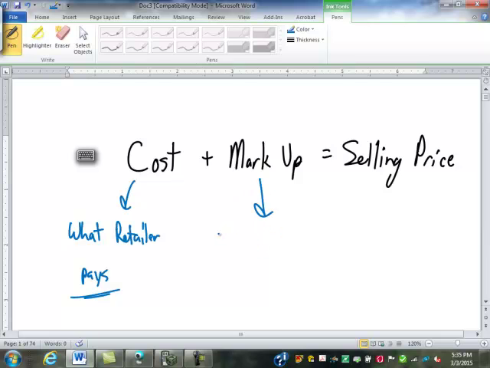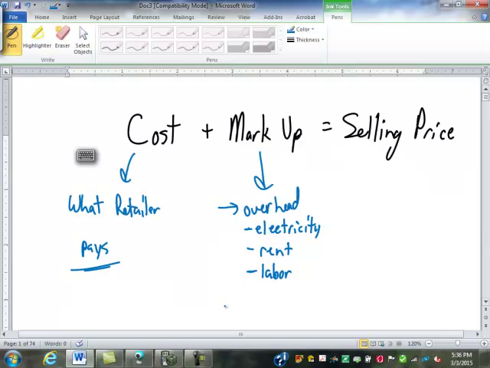The markup is to cover two things. Overhead. Can anybody tell me what overhead is? Cost of operations. It can be electricity, rent. Of course, the biggest one in a retail establishment is usually labor. Yeah. Darn employees. If you just automate, it'd be a lot cheaper, right? And then, of course, the other part of the markup covers overhead, but it also covers any potential profit, if there is to be one.